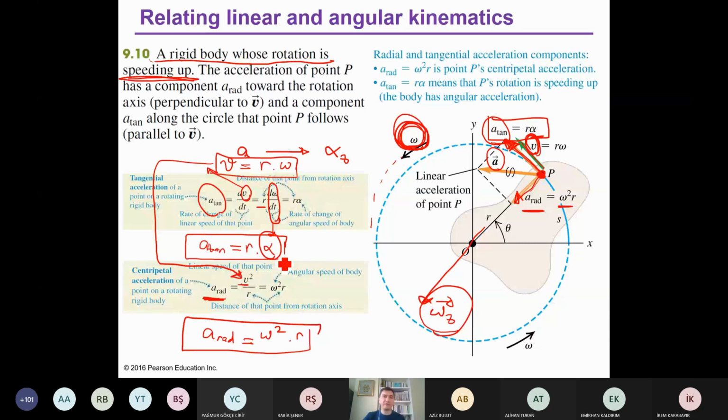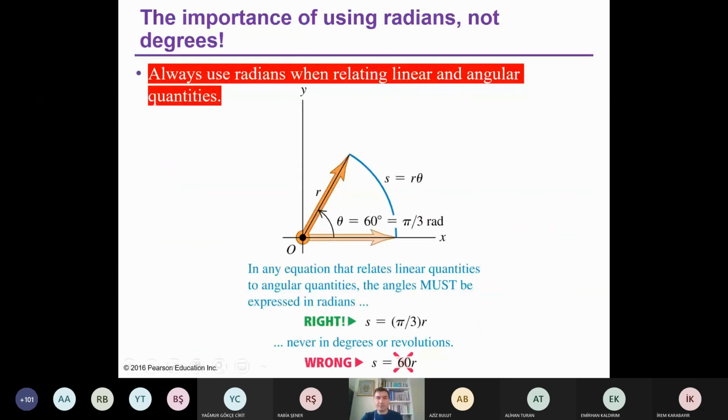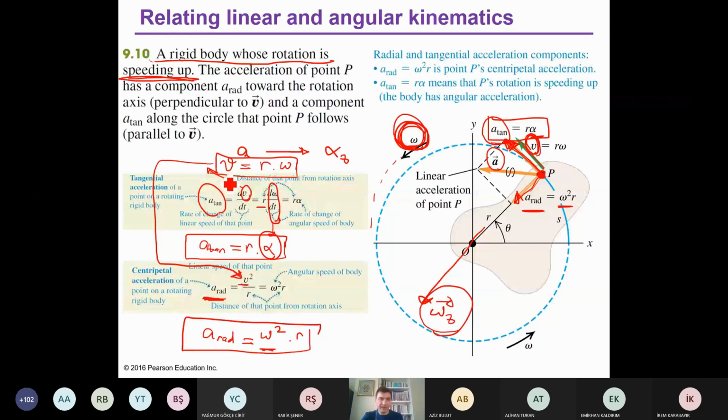Any question here in this part? Then again, let me remind you that always use radians when you are relating linear and angular quantities. So what I have done here: we have a tangential. At the beginning, we have written this one in terms of linear velocity, tangential velocity, and we have converted it to the angular acceleration. Here again, we have a radial acceleration. At the beginning, we have described this one with the linear speed, v squared, and here we have angular speed, okay?